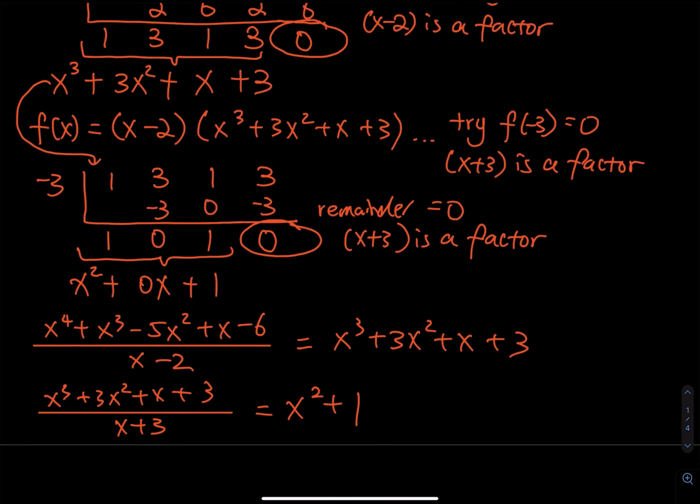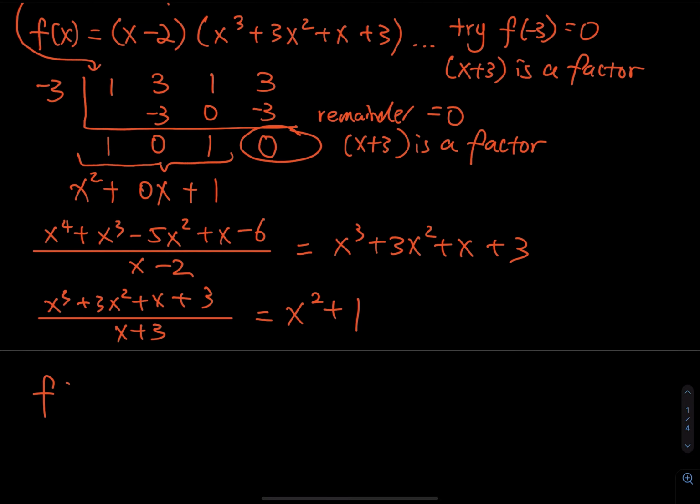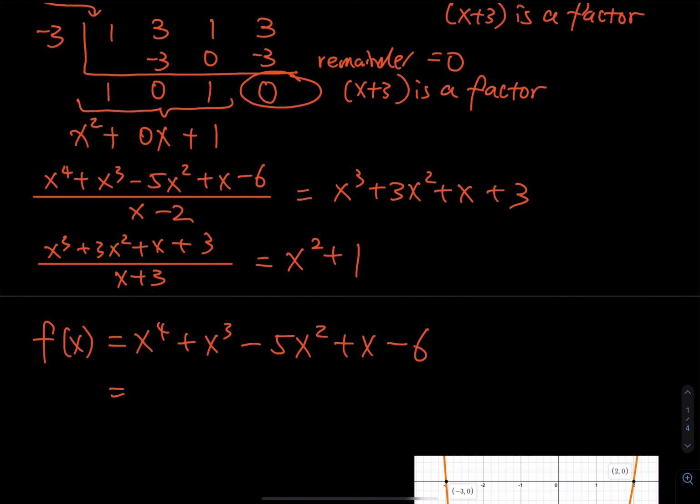Now, let's summarize everything. So f of x is equal to x to the 4 plus x to the third minus 5x squared plus x minus 6. This is what I gave you. The first factor you found is x minus 2. The second factor you found is x plus 3. And then you have x squared plus 1. Unfortunately, this is not a linear factor, because there is no way to factor it over the real numbers. So this is the factorization.